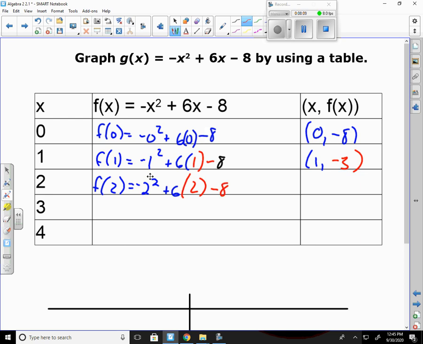For 2: 6 times 2 is 12. 2 squared is 4. That's negative 4 plus 12. That's positive 8. 8 minus 8 gives me 0. So this is 2, 0. F of 3: 6 times 3 is 18. 3 squared is 9. Negative 9 plus 18 gives me 9. 9 minus 8 is 1. And now we do f of 4.